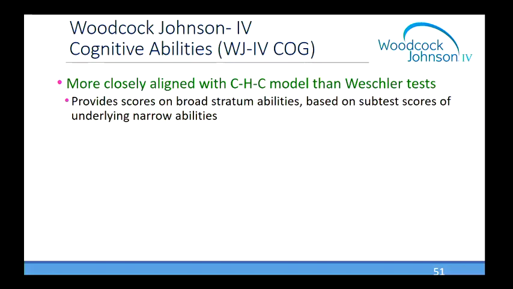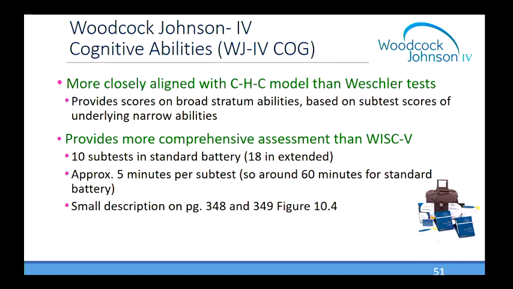So it's more closely aligned with the CHC model than with the Wechsler test. So it has that extra component of reading, writing, quantitative reasoning, and provides scores on broad stratum abilities based on their subtests. So it provides a more comprehensive assessment than the WISC, 10 subtests in the standard battery and 18 in the extended. So the advantage, though, of this test is they're very short. About 5 minutes per subtest. So around 60 minutes for the standard battery, longer for the extended. So you get a broader picture than with the WISC.